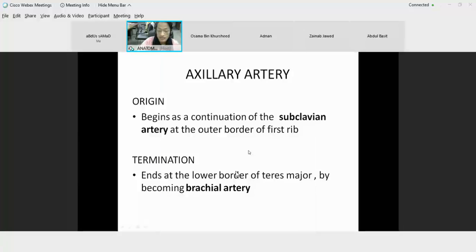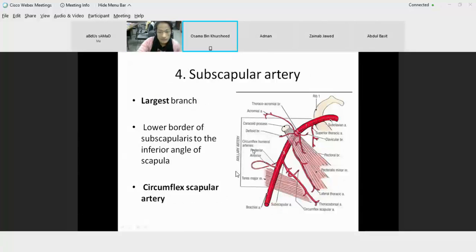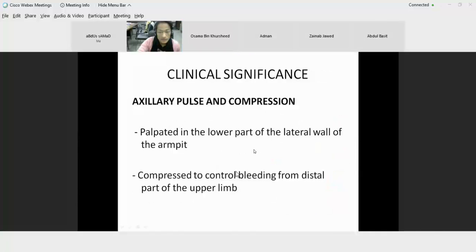Ma'am, excuse me. Yes. Can we palpate axillary artery in ourselves? Yes, in deep palpation, you will get it at the lower part of the lateral wall of the axilla.